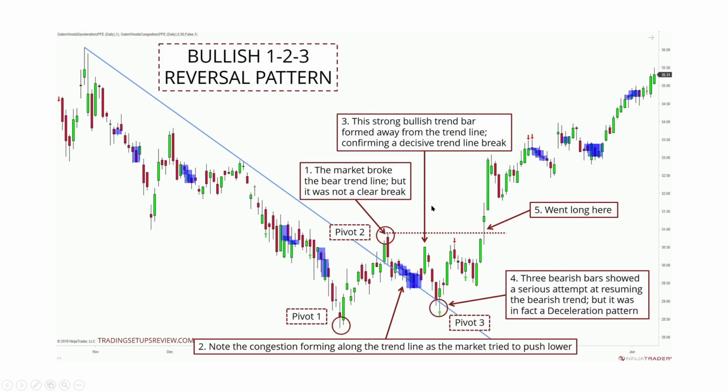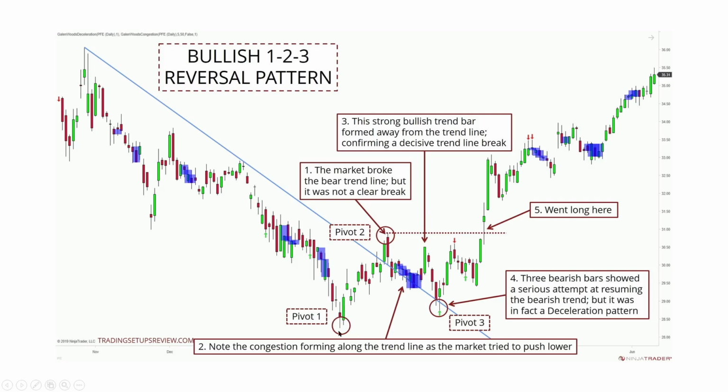So the first thing I'm going to start with is a little bit of training. This is called the Bullish 1-2-3 reversal pattern. The stock's coming in a downtrend. You can see the downtrend line right here. And then all of a sudden, it pivots. And notice that we've got a bullish engulfing on this pivot that they've got right here in the circle.